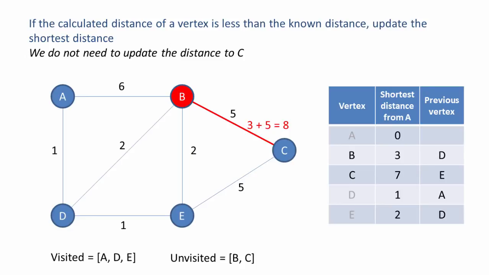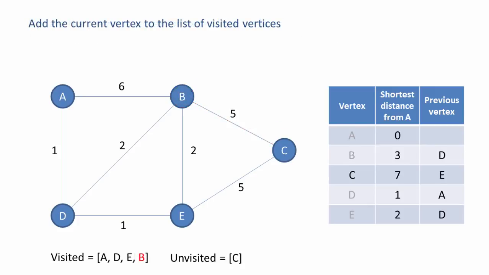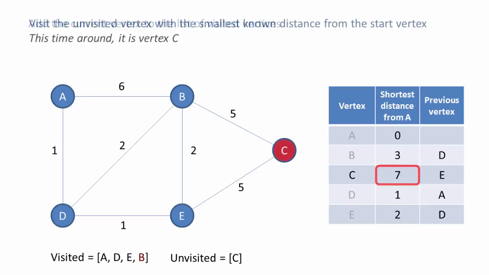If the calculated distance of a vertex is less than the known distance, update the shortest distance. Well, the value in the table for C is currently 7, so we don't need to do this. Update the previous vertex for each of the updated distances. No distances were updated, so we don't need to do this either. Add the current vertex to the list of visited vertices. B won't be visited again.